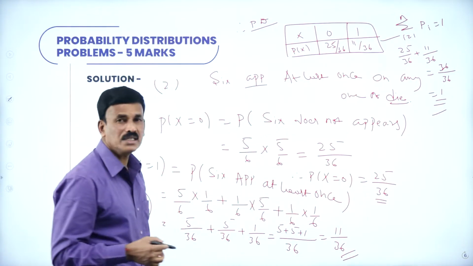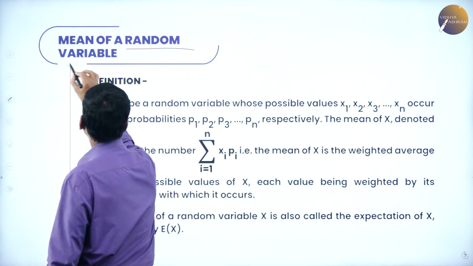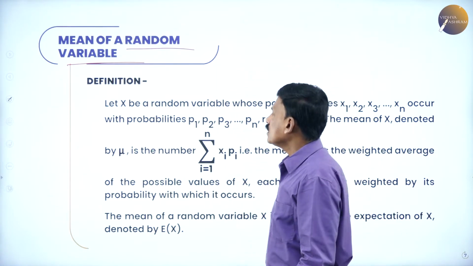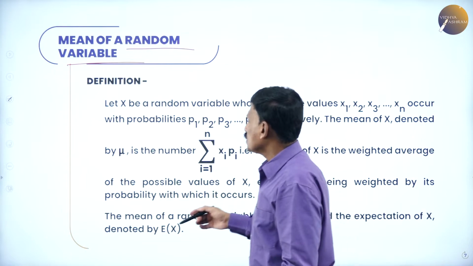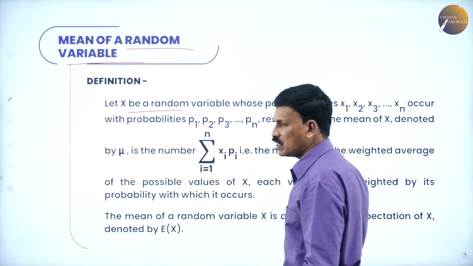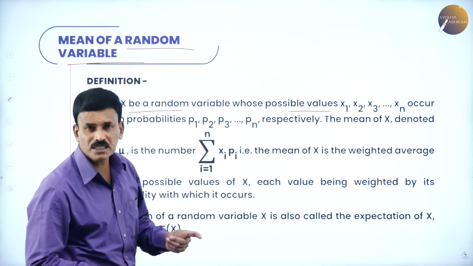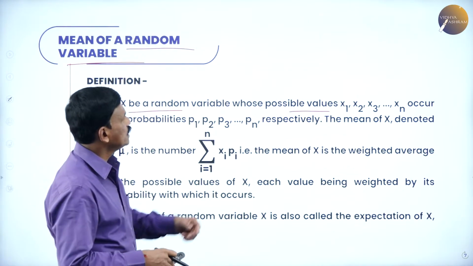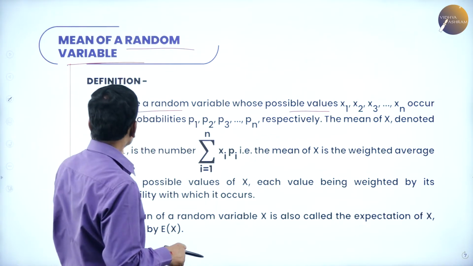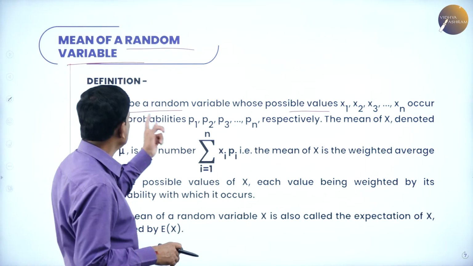Now let us come to the next concept. The very important concept is the mean of a random variable. Now what is the mean of a random variable? Let x be a random variable whose possible values are x1, x2, x3, etc., xn, and which occur with the probabilities p1, p2, p3, etc., pn.